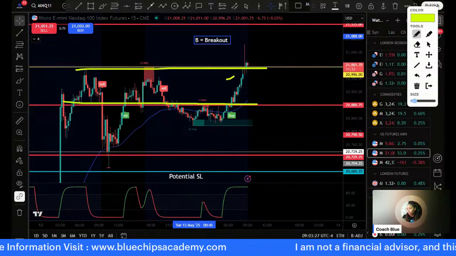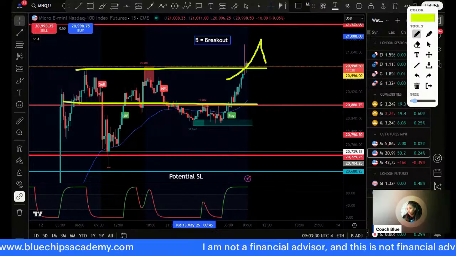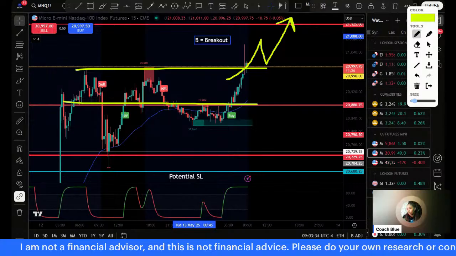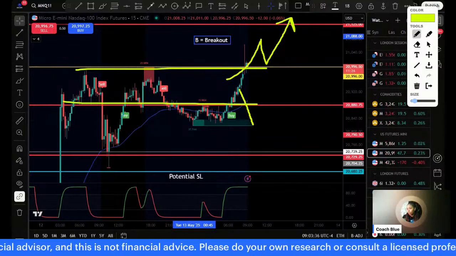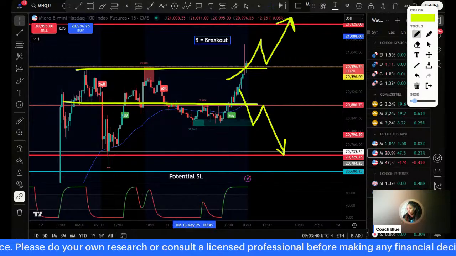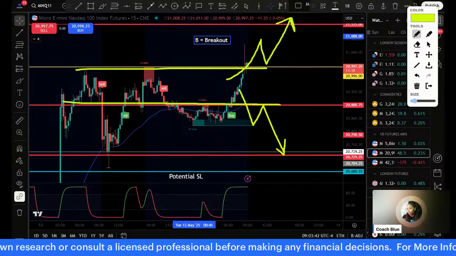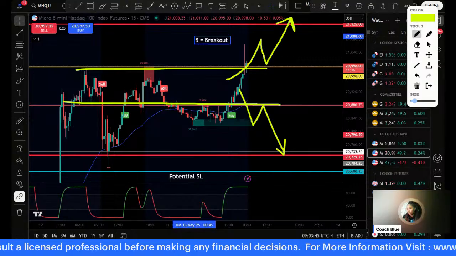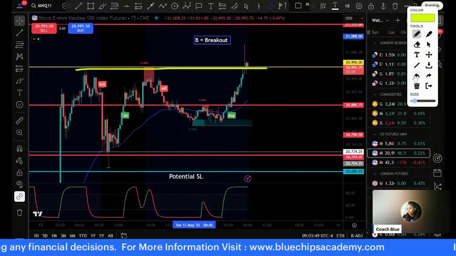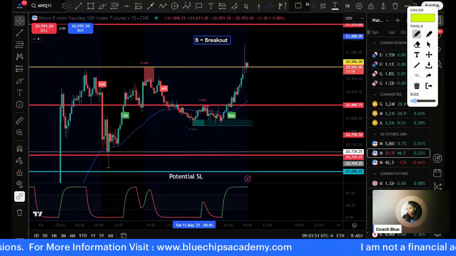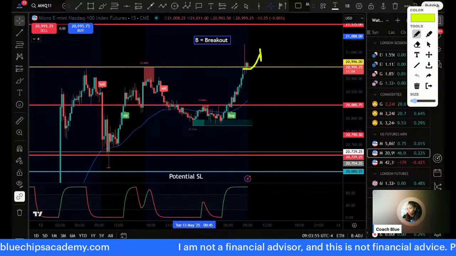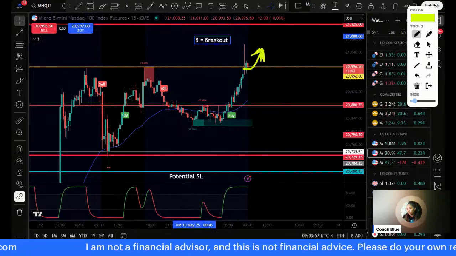With a breakout, price clearly breaks through this level, uses this as support, and continues to go to the upside. Or price clearly breaks out of this level, uses this as resistance, and clearly goes to the downside. That's the motion that we're looking for. So the breakout is when 1 or more candles break past this area.